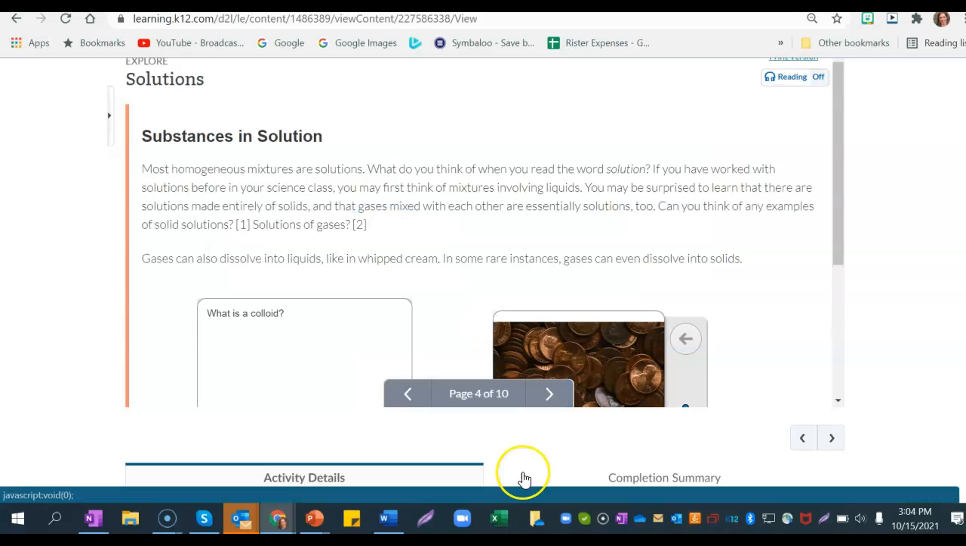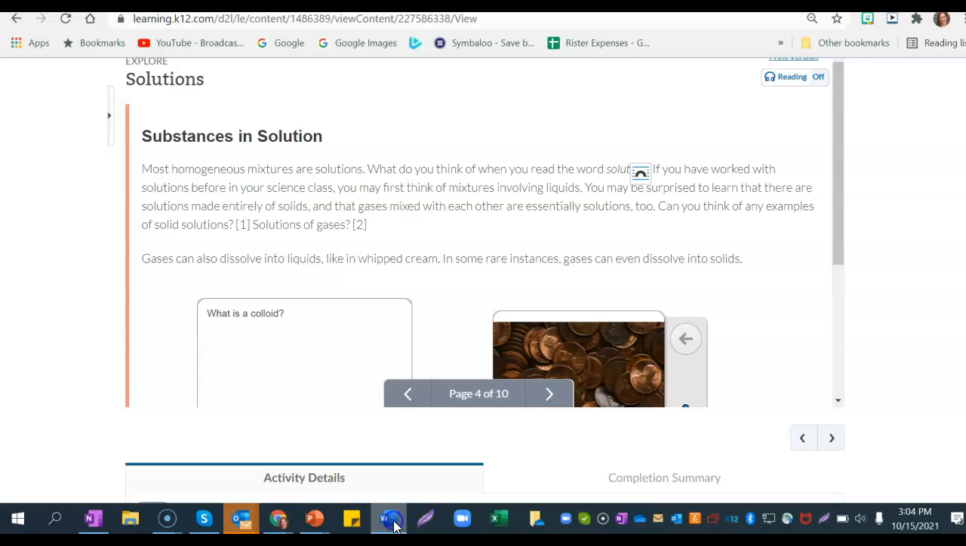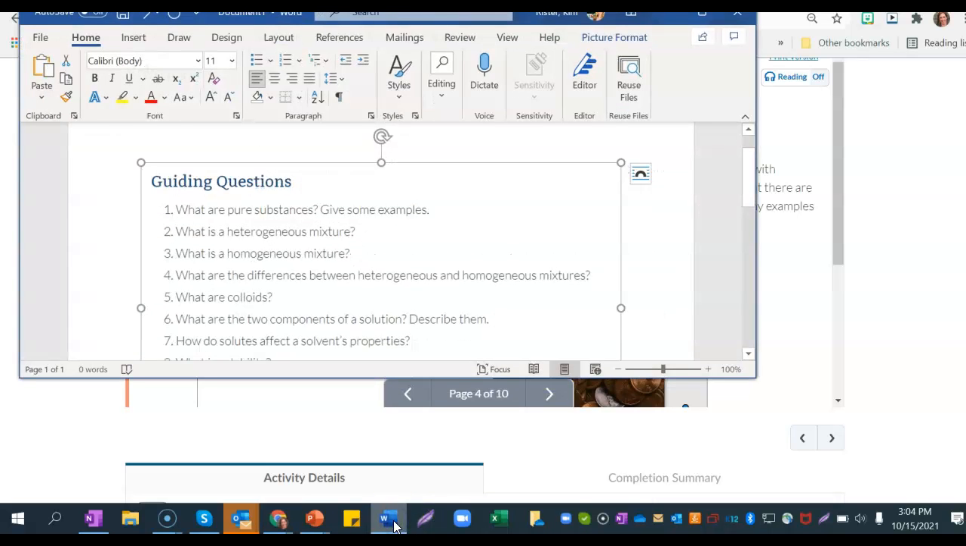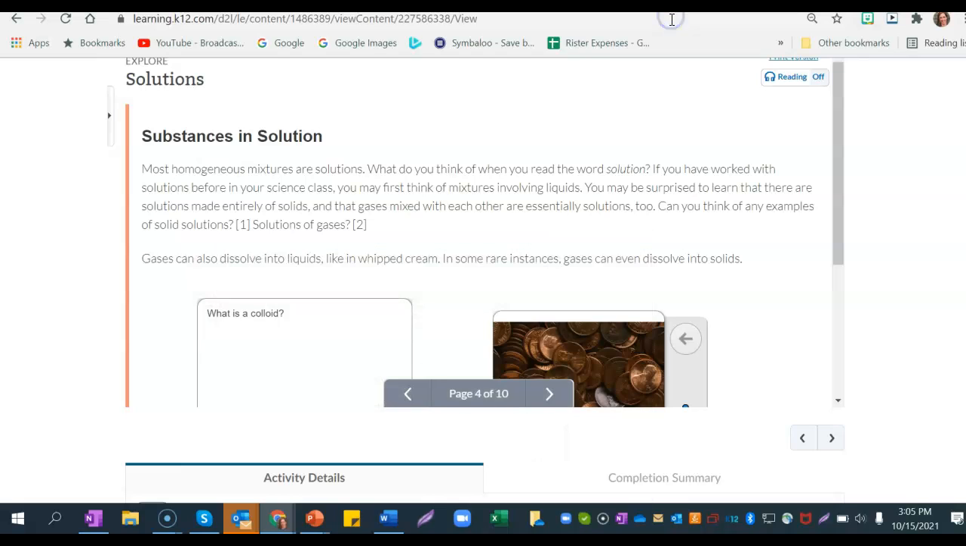Substances and solutions. So guiding questions, just do a quick check back. We've got 1, 2, and 3 done. Now we're looking for what are the differences between heterogeneous and homogeneous mixtures. You should be able to answer that now. Heterogeneous looks different. They're not uniform. Homogeneous looks uniform throughout. And now we are looking for colloids to be able to answer that question.